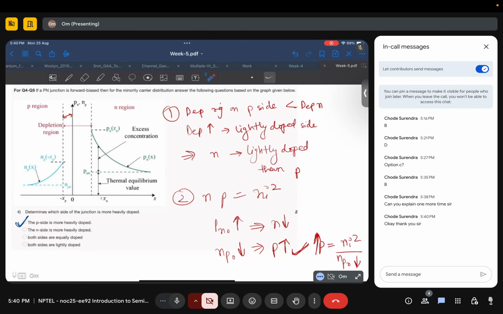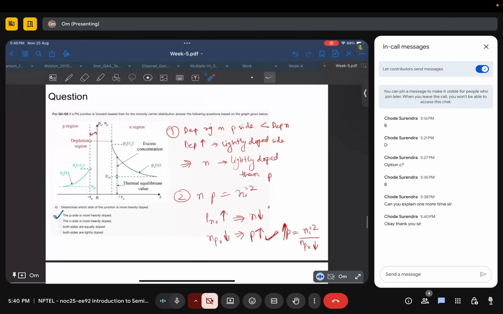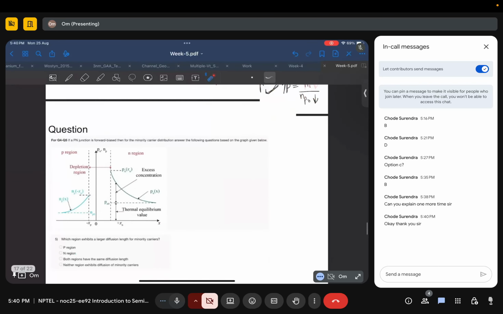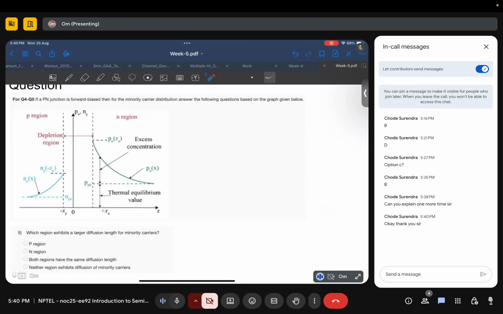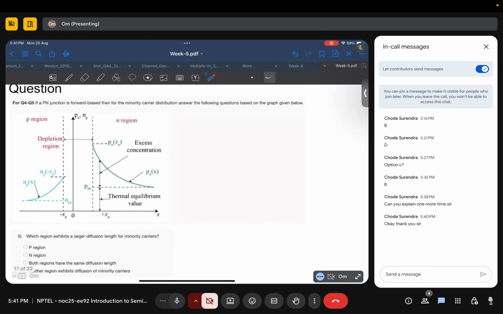Okay, so let's see the next one. So we have to again answer based on this graph only. Please try to answer this.